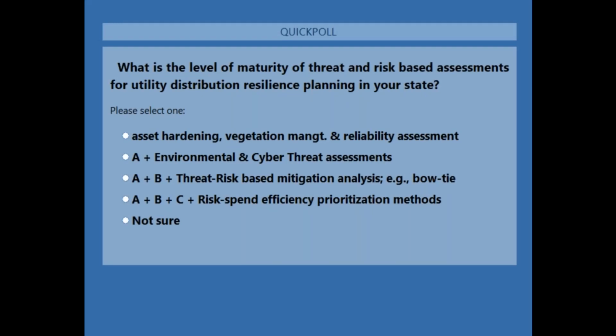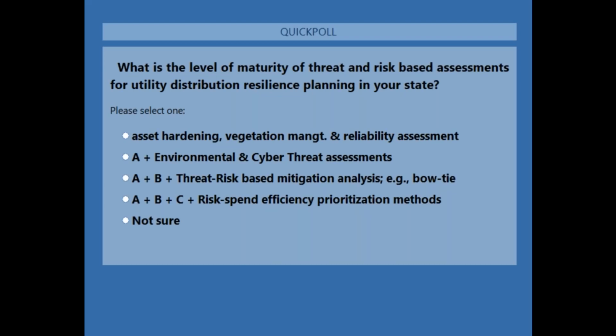So the quick poll: what is the level of maturity of threat and risk-based assessments for distribution resilience planning in your state? And again, this kind of builds. So the first level is focused on asset hardening and vegetation management and reliability assessments, the classic kinds of things that utilities may have done. The second is to more systematically build on that and add environmental and cyber threat assessments. So environmental meaning storm severity and the like, and the impacts of those, as well as increasing potential for cyber threats.